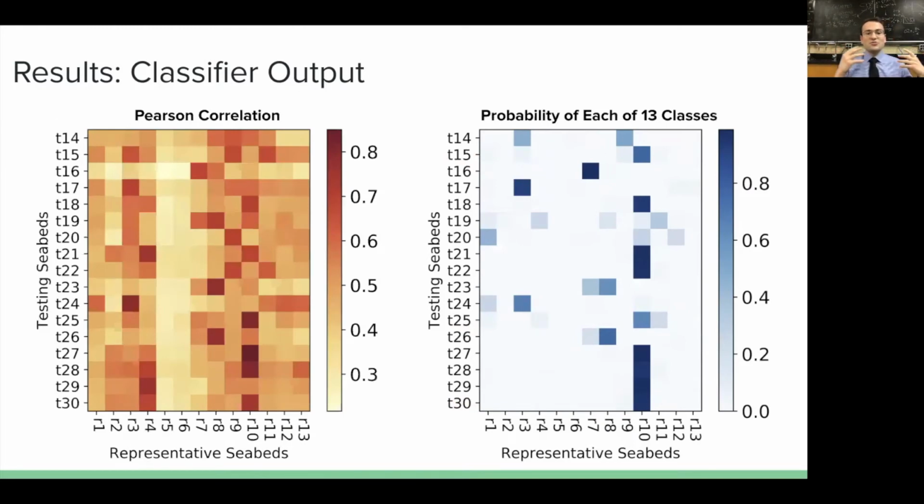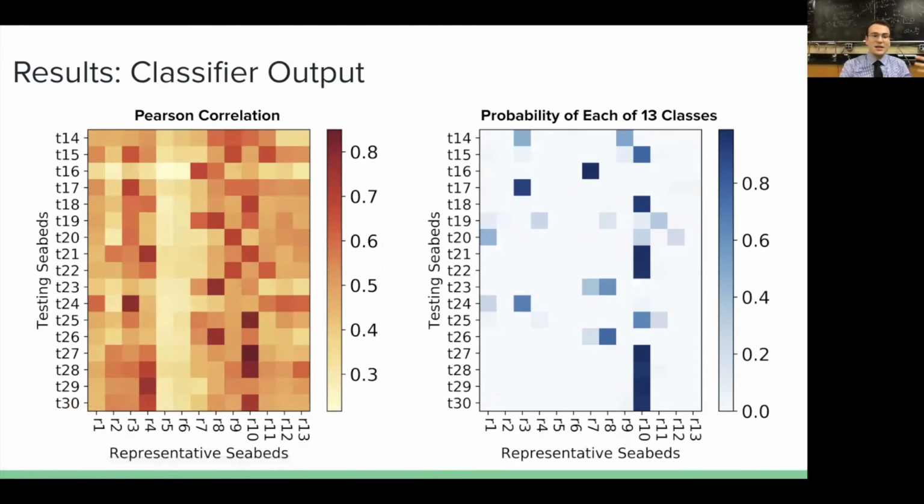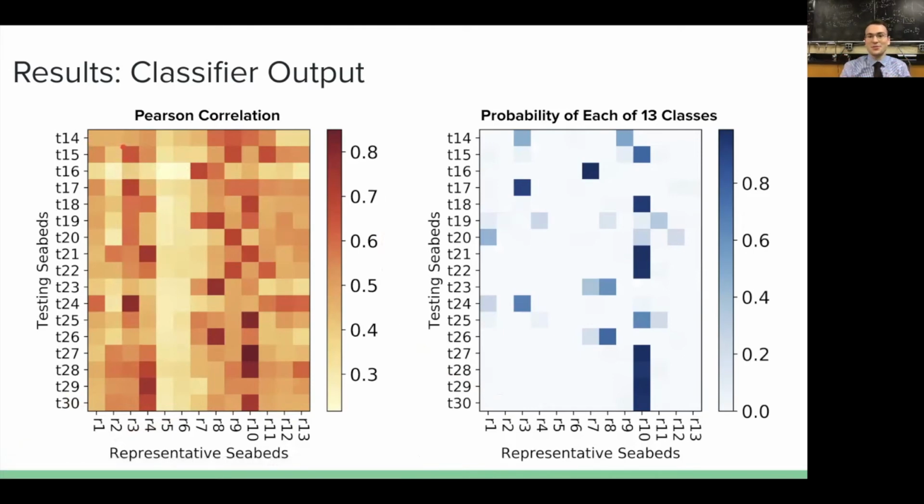If we show our representative seabeds and testing seabeds with the Pearson correlation between them, we see that for seabed type T30, R10 is the most similar seabed. And so our classifier must know something. It's assigning seabed type T30, the waveforms from that, it's saying, oh, you sound very similar to my representative type 10. But it's not as nice as that for our first row. Seabed type T14, its waveforms are assigned to R9 and R3. R9 is the most similar seabed. R3 is not. So half of the results are very good up here, but half of them are not. And we could go through individually and see nice things, not so nice things.